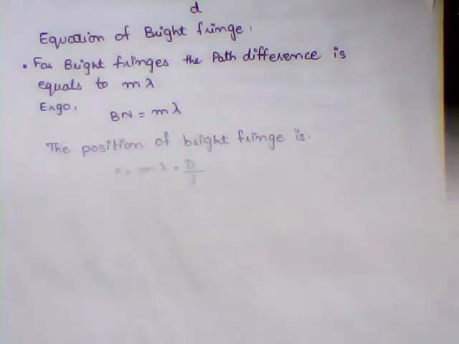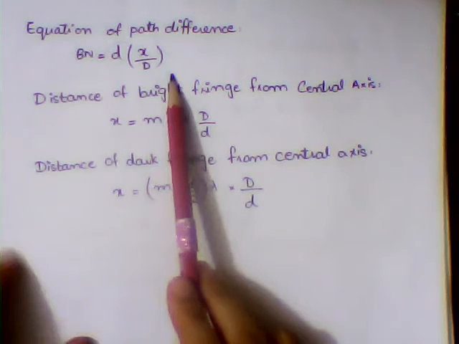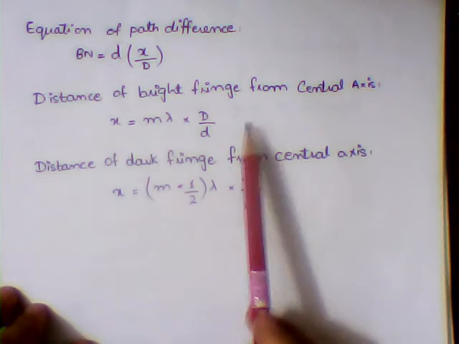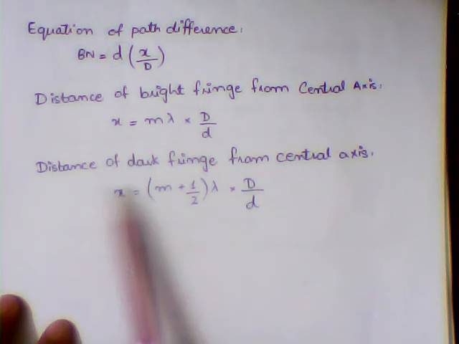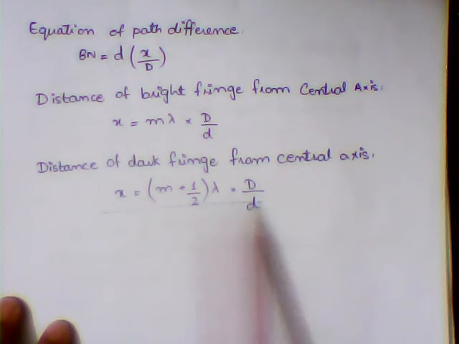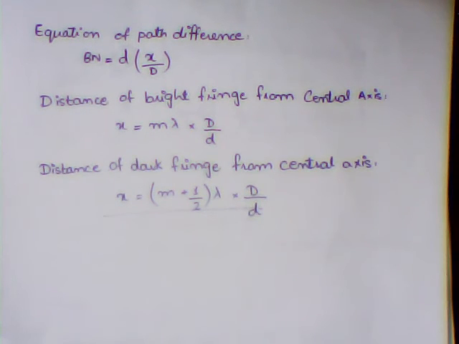So in a nutshell, this equation shows the path difference. This equation shows the position of bright fringes, or you can say the distance of bright fringes from the central axis. And this equation shows the distance or position of the dark fringes from the central axis. There are a lot more details that can be explained.